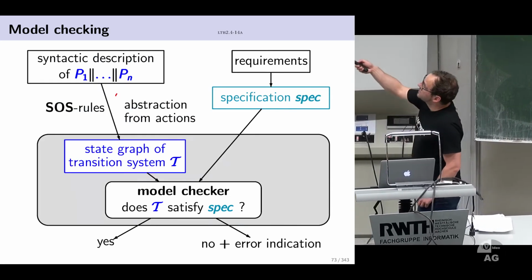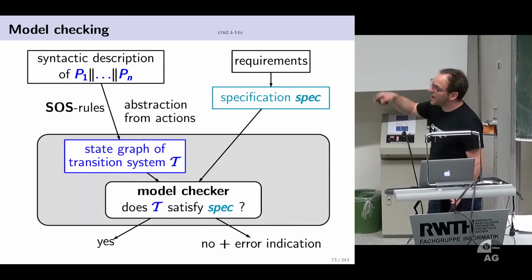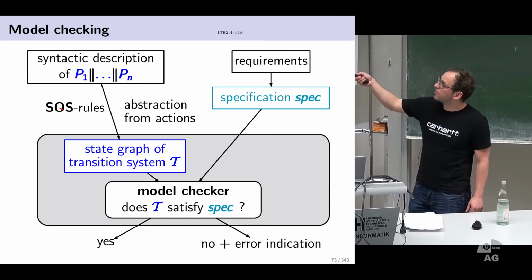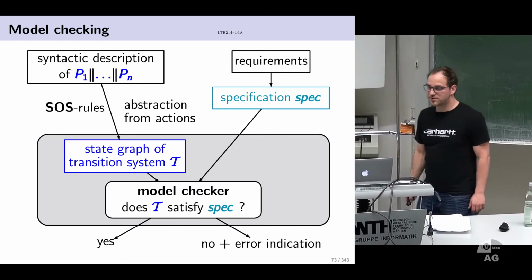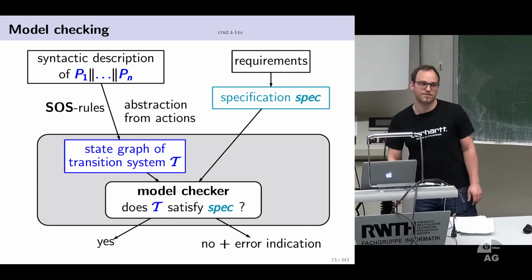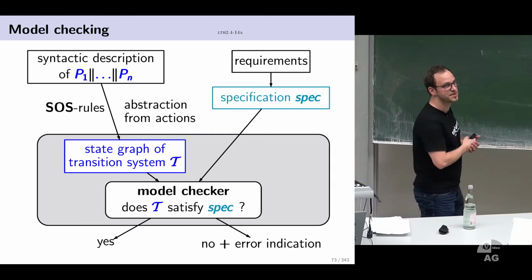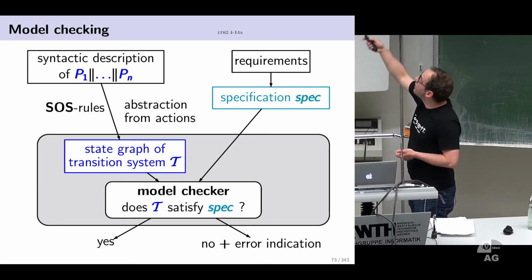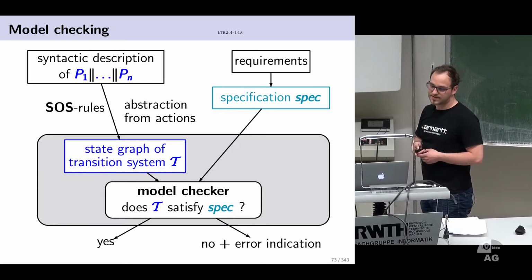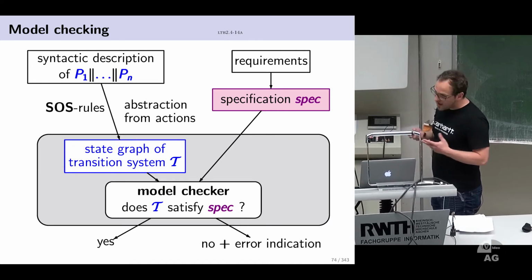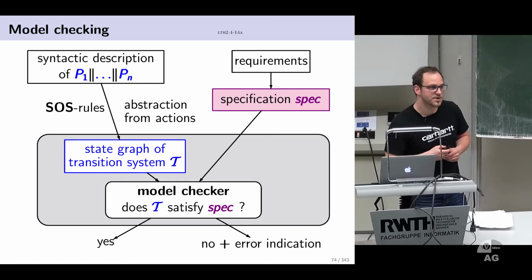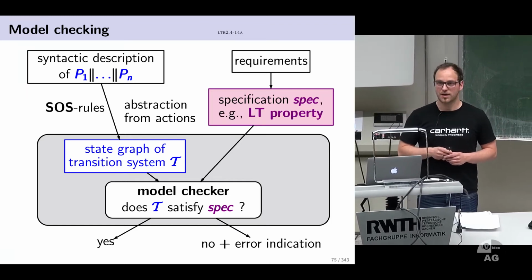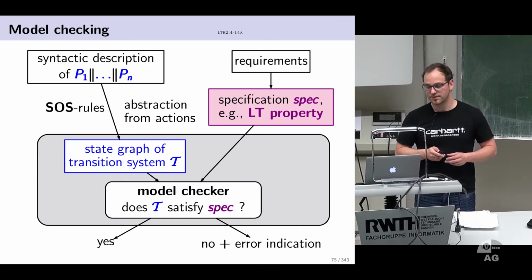In the first lectures, you've seen how we can write down such parallel processes, and using structural operational semantics rules and an abstraction from the actions, derive the state graph, or the transition system, from these parallel processes. So this is what we have already seen, and now we're talking about the right-hand side a bit more. We're going to talk about what a specification could look like, and in particular, we're going to look at linear time properties that are able to capture certain behaviors.